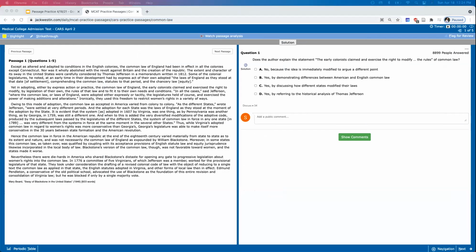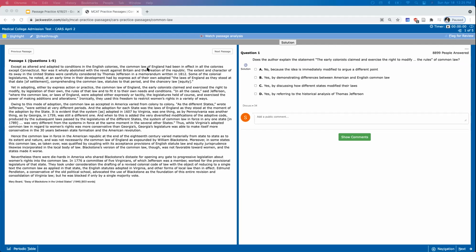How did you guys find this CARS passage? Hard, okay. Easy, okay, hard to understand, cool. Okay, let's go over it then. Do you guys have any questions on the passage itself? Okay, I can go over the passage a little bit if we didn't understand it.